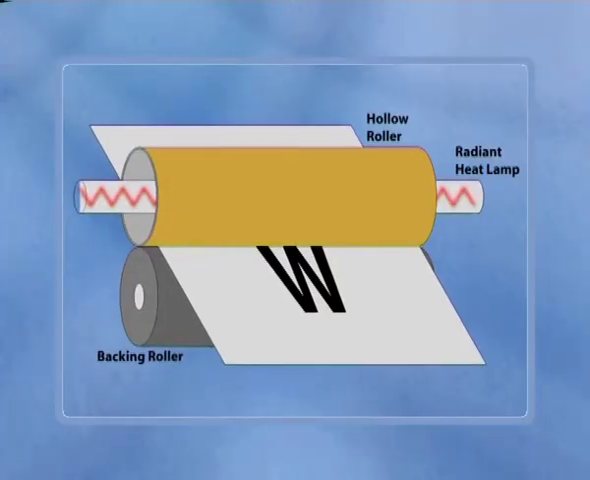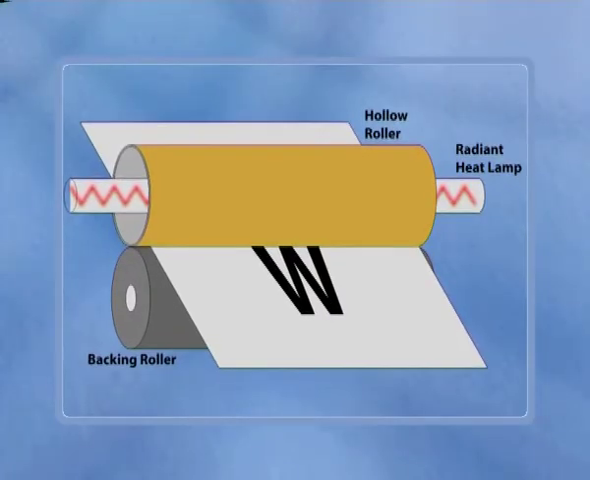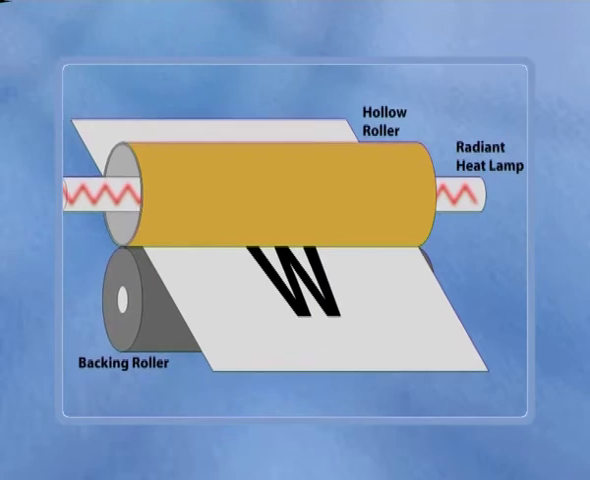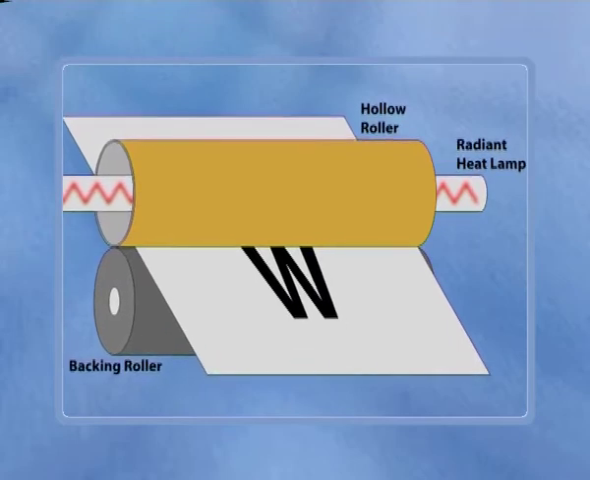The second method uses a computer-guided laser to etch the image onto the printing plate. Such a direct laser engraving process is called digital plate making. The third method is to go through a molding process.